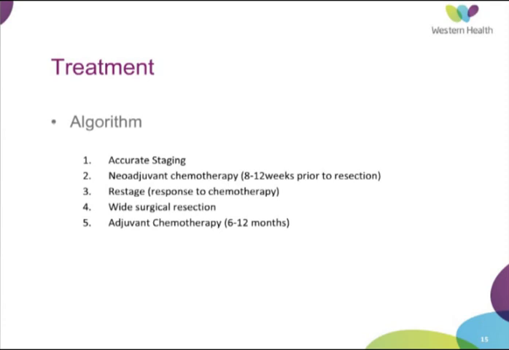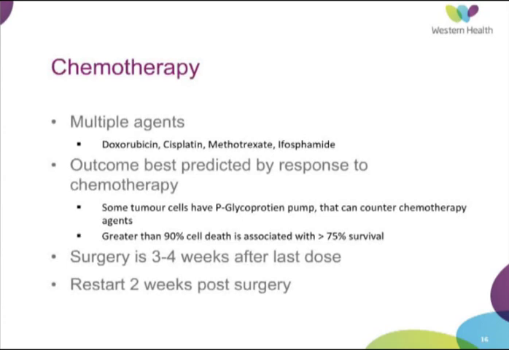Your treatment algorithm is accurate staging, which includes your biopsy, neoadjuvant chemotherapy 8 to 12 weeks prior to tumour resection. It's then important to restage the tumour, and that's done dependent on its response to chemotherapy, so looking at how many of the cells are necrotic after removal of the tumour. Then wide surgical resection and then adjuvant chemotherapy for 6 to 12 months. So the restaging or response to chemotherapy is also assessed using the PET scan or repeat bone scan, as we talked about earlier.